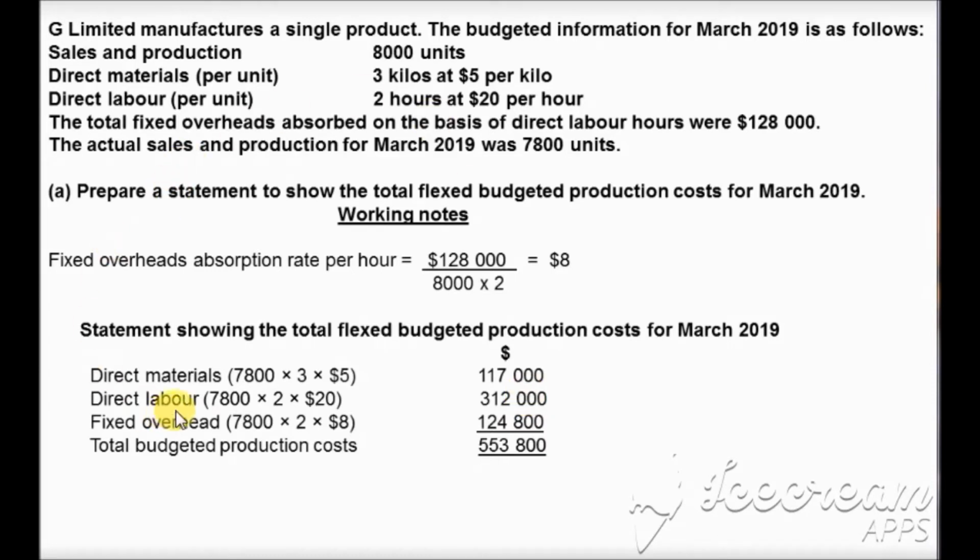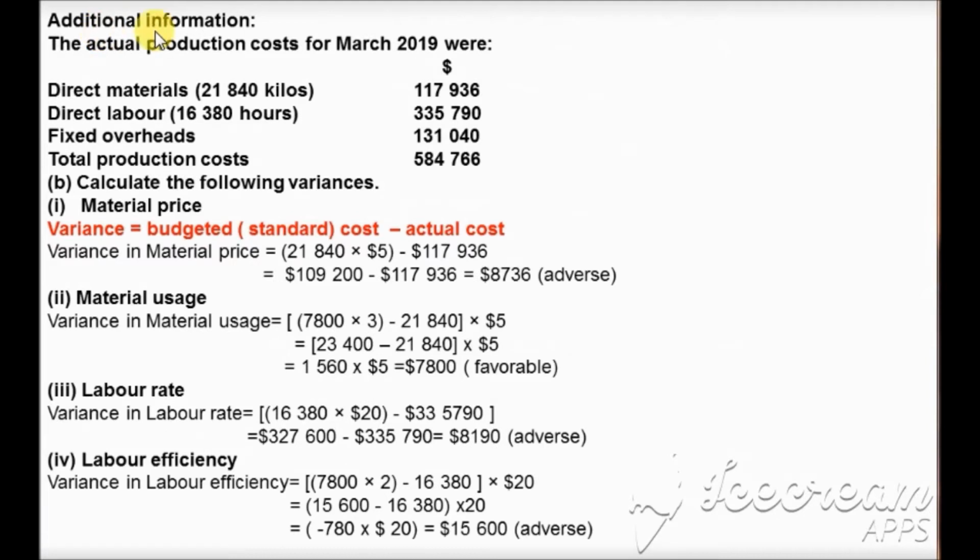Then we have fixed overhead, again the actual production, which is 7,800 units times 2, because we require 2 labor hours, times 8, which is the overhead absorption rate for fixed overheads. So we'll get the value as $124,800. When we total this up, we will get the total budgeted production cost as $553,800.